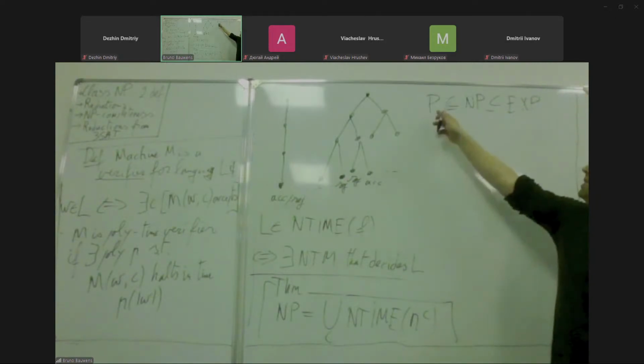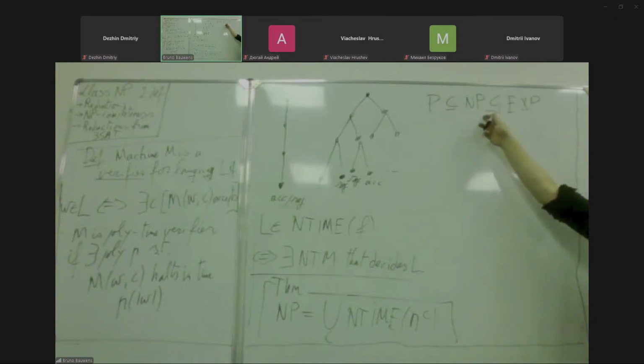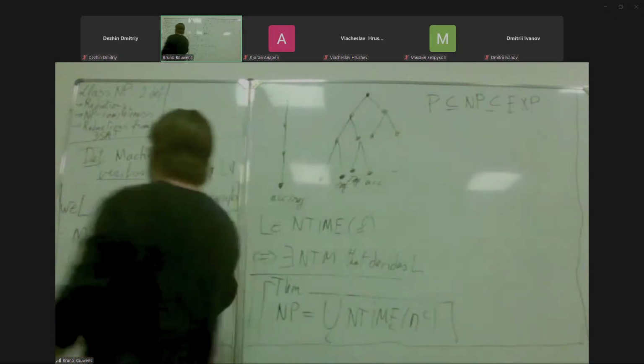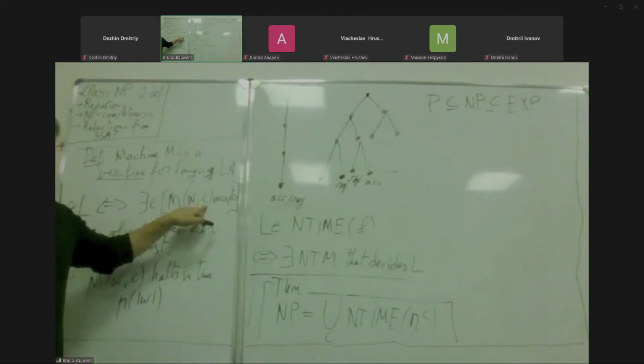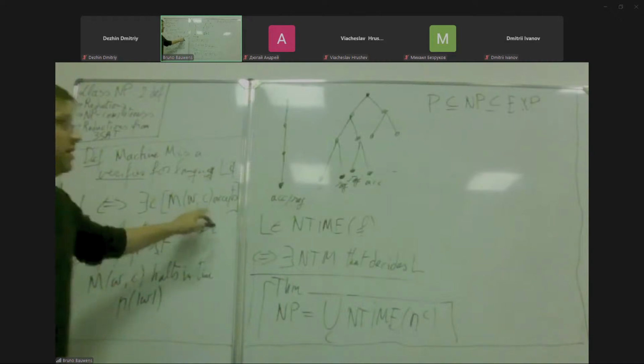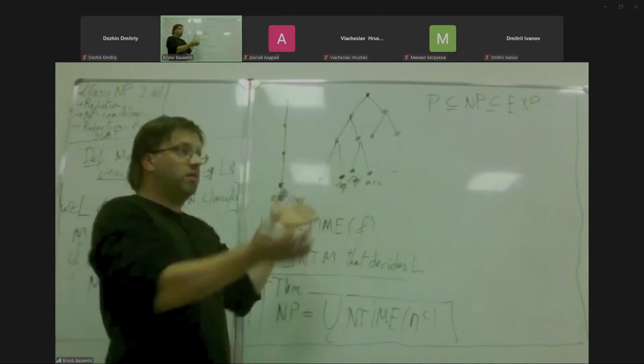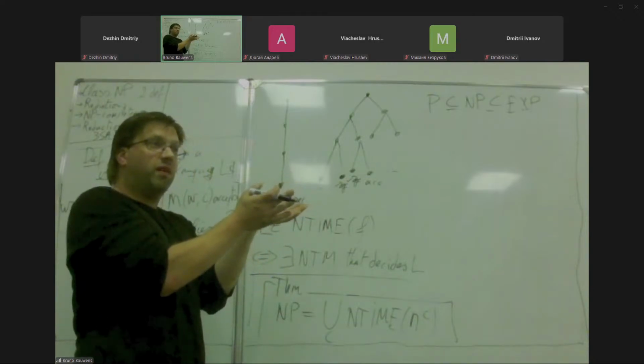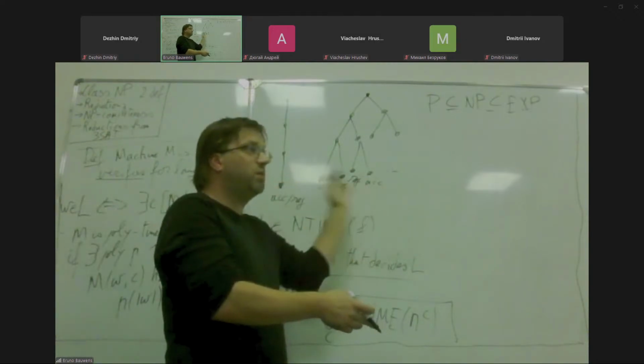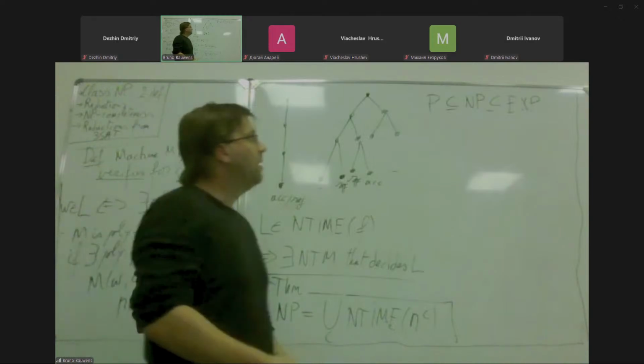So the first one is P is in NP. So why? Imagine we use the certificate definition. Well, we can just ignore the certificate and run the polynomial decision procedure. Here in this definition, we just take two equal transition functions. Then all leaves accept or all leaves reject.